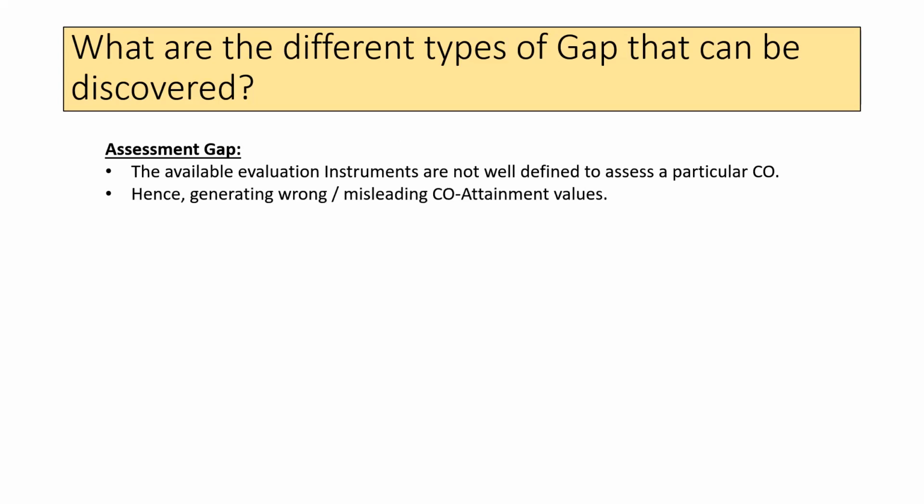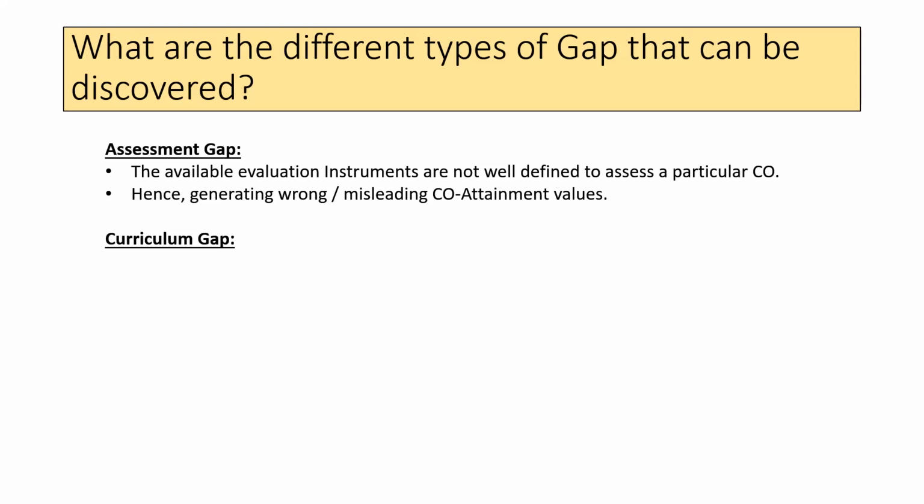What will it lead to? It will lead to wrong or misleading CO attainment values. For example, if someone has made a project, and in order to assess that particular project you are conducting a slip test, that is a completely wrong thing. A slip test cannot be used to assess a physical project. So you need different criteria, different rubrics for assessing that project. You can ask a viva, which can be one of the tools for assessing that particular project along with the demonstration.